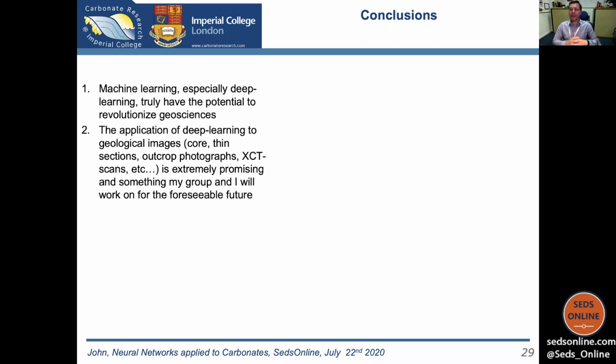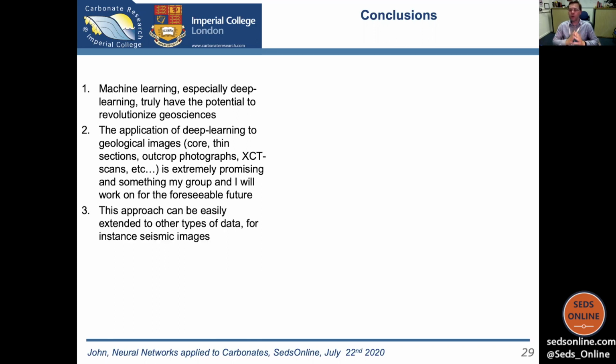And I think looking at what we're currently focusing on in the group, the application of deep learning to geological images, whether they're core, thin section, outcrop photograph, micro CT scans, etc., is extremely promising. And I think the technology is here. You need the know-how, but we should be able to extract a lot of really valuable information from this type of data. But it's not limited to this.